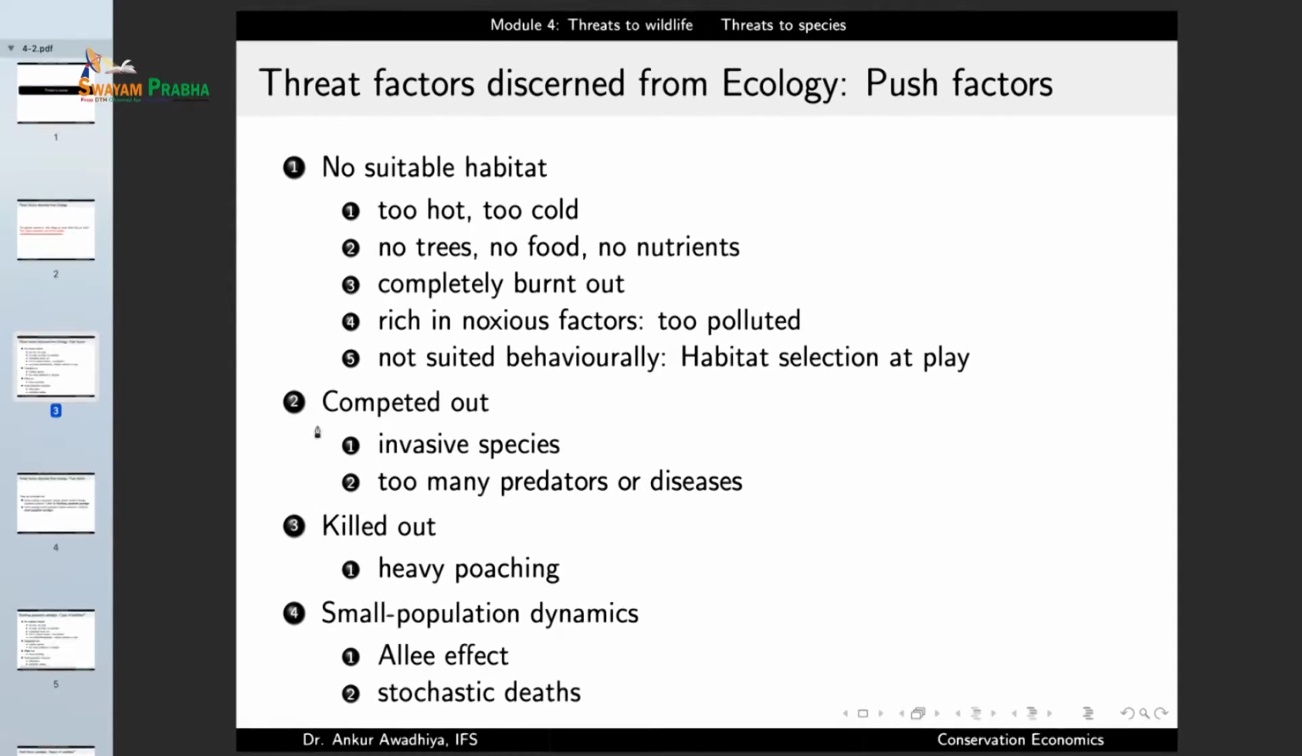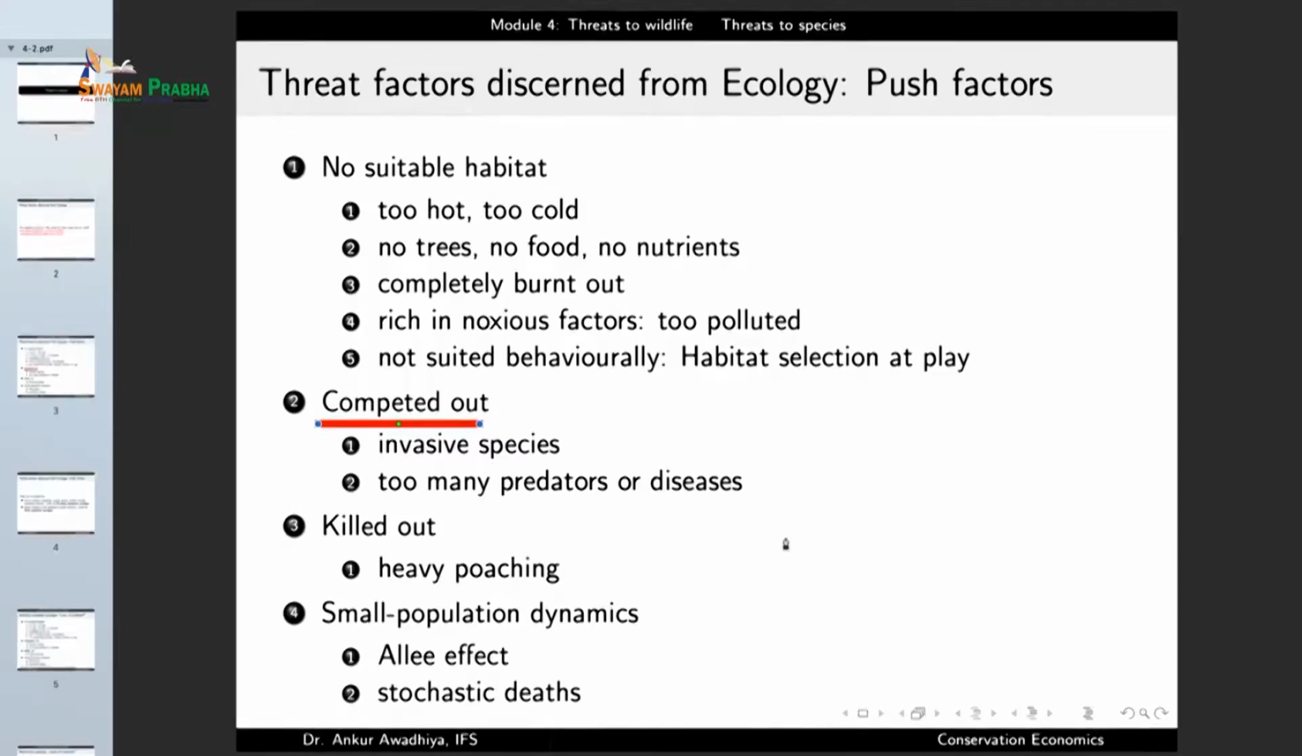Then there are certain other push factors that are related to competition. Probably the habitat of the organism is now full of invasive species. So invasive species are those species that when they come into a habitat, they grow so profusely and they outcompete the native species to such an extent that in a very short period of time, you will only find these invasive species that are predominating these areas. So if an area has invasive species, then probably the habitat will go bad.